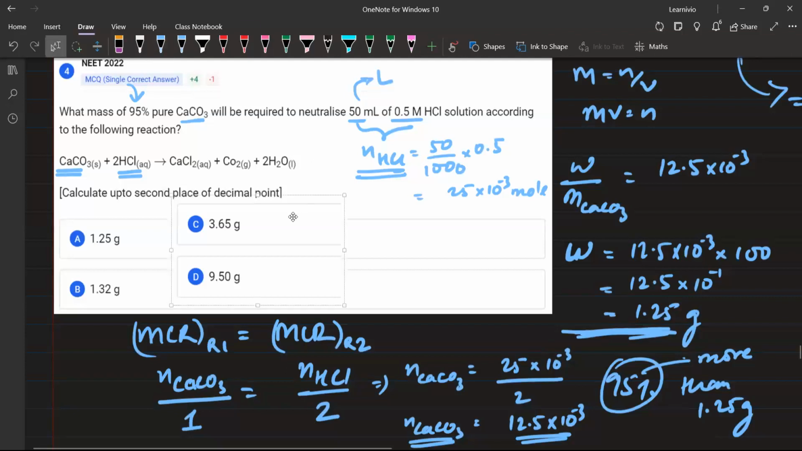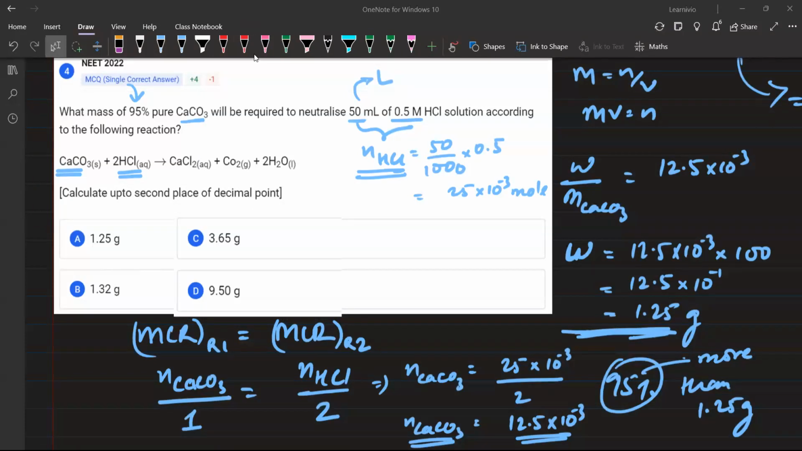Which one should be the correct option? Like we have 95% pure CaCO3. So how much impure CaCO3 do we have to take so that we get 1.25 gram as the pure CaCO3? I hope you are getting my point. Like in 100 grams, we have 95 grams. So what amount do we have to take in order to get 1.25 gram as the pure CaCO3? Send your answer in the Zoom chat.